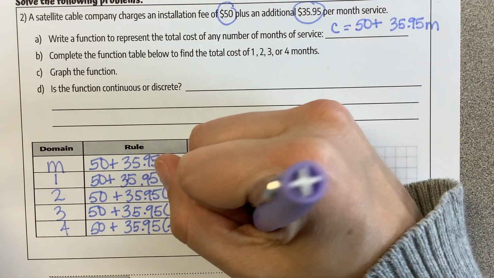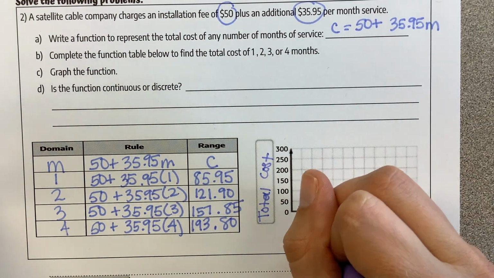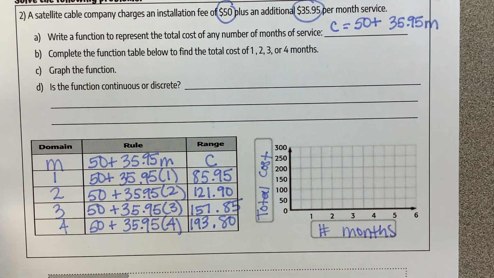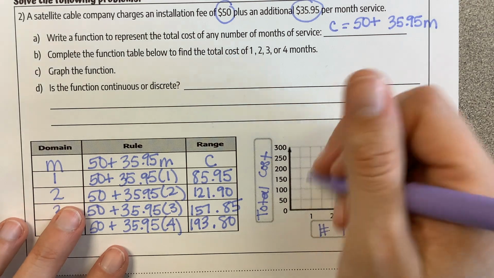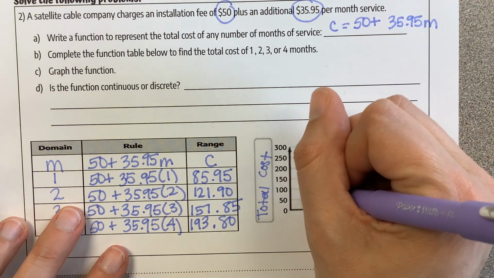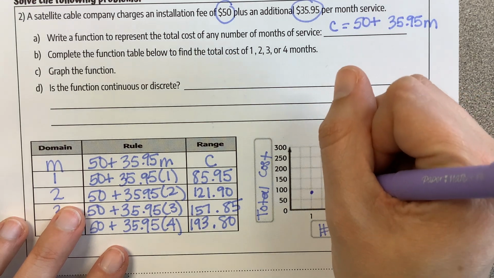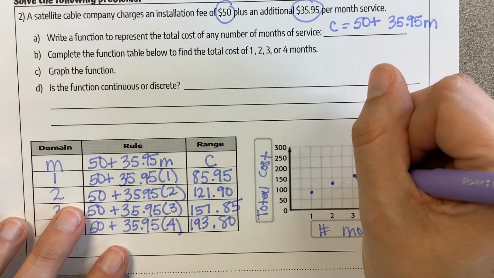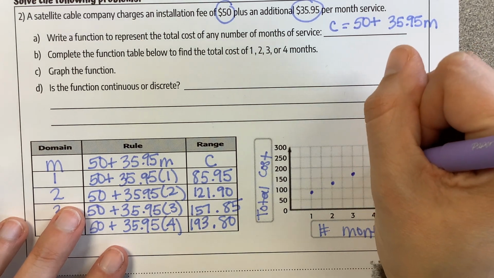So again, our Y is the total cost. But then here, this is the number of months for our X, or our domain. And let's go ahead and plot those. So we've got at 1 month, about $85.95. 2 months is $121.90. 3 months is $157.85. 4 months, $193.80.